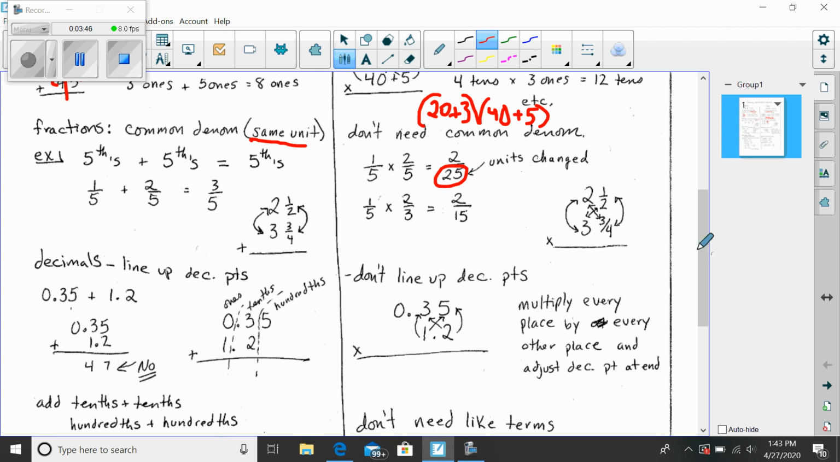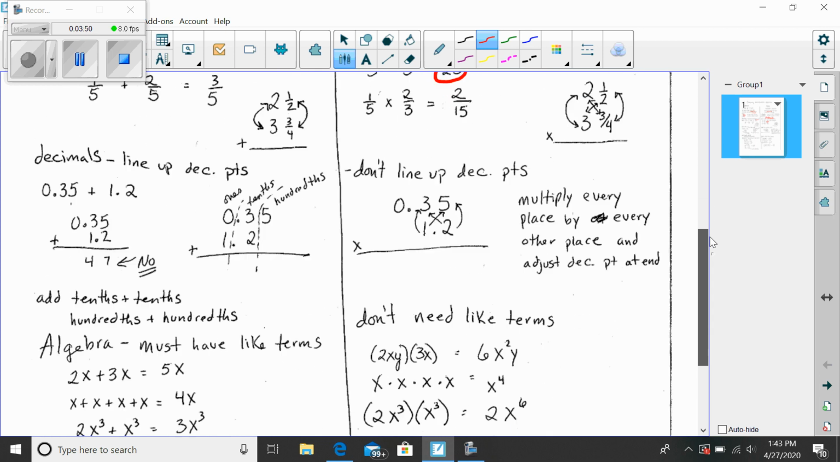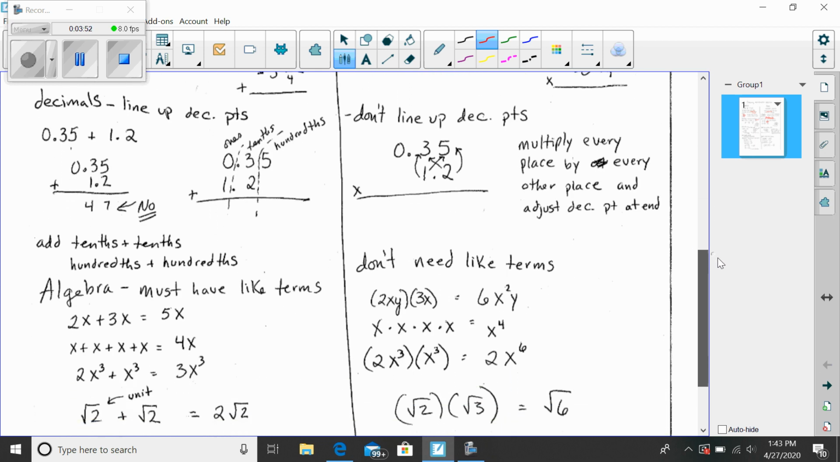This is exactly what happens with decimals. Our rule for decimals is line up the decimal point, add, and bring things straight down. Notice in this problem, I attempted to add tenths to hundredths. We know that that doesn't work. So we have to line up the decimal point so that tenths are added to tenths, hundredths are added to hundredths, ones are added to ones.